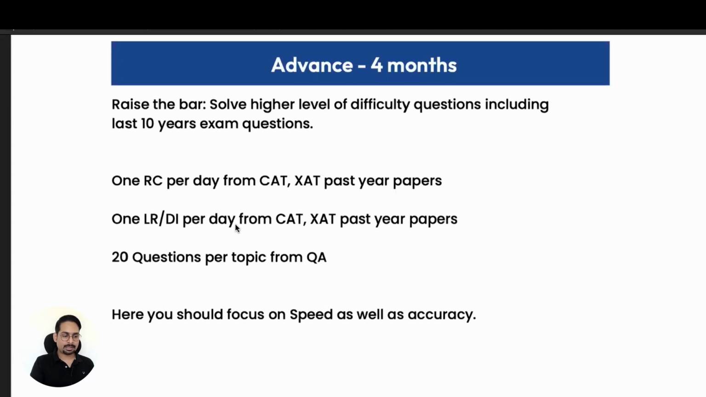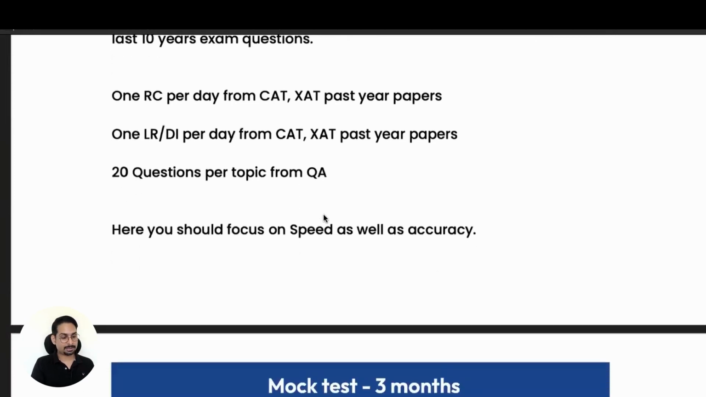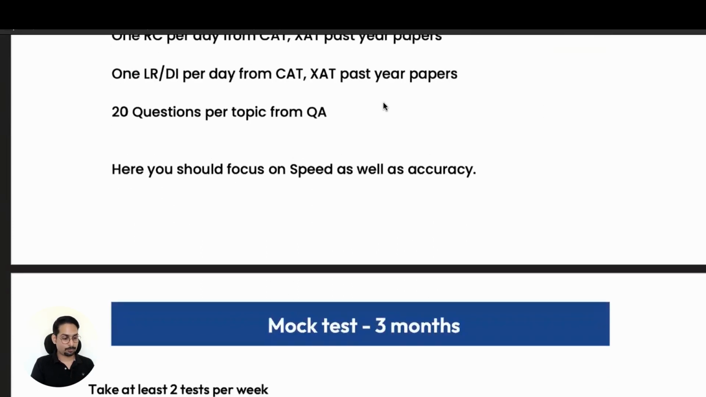1 logical reasoning or DI per day from the past year papers. 20 questions per topic from QA with high difficulty level. That should be your planning, that should be your strategy at the advanced level for the next 4 months.